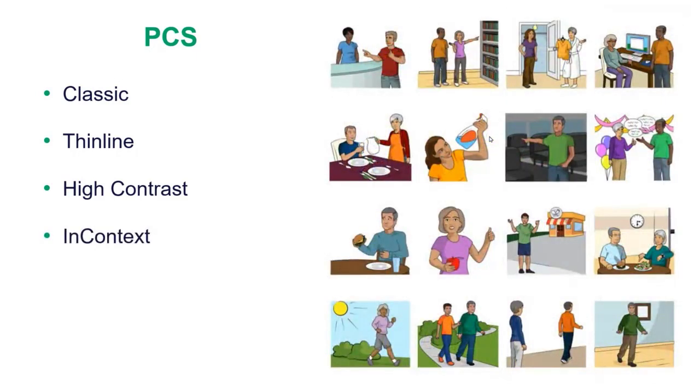And lastly, we have a symbol set called In Context. These were symbols that were developed as part of an AAC package that's been out for quite a few years that looked at supporting people who've had a stroke or brain injury. These images are very contextually rich. They do depict adults throughout because they were designed for adults who've had a stroke or brain injury.